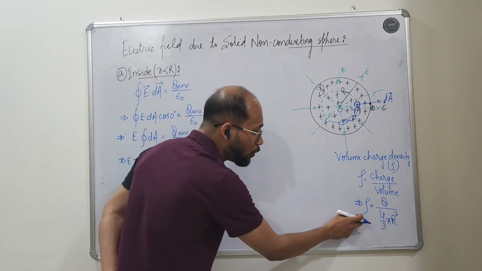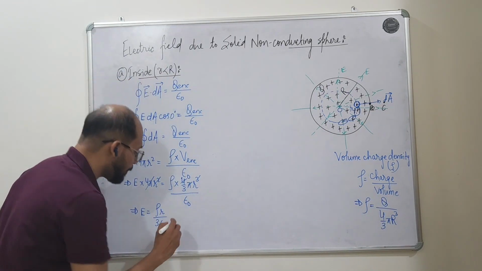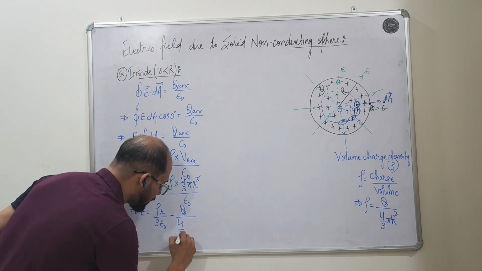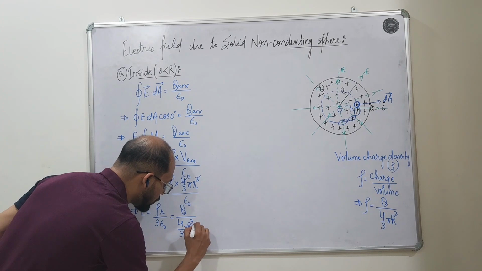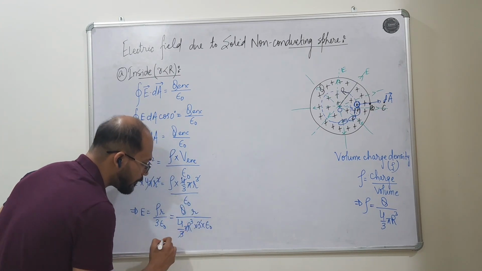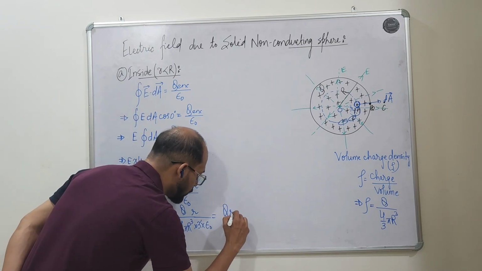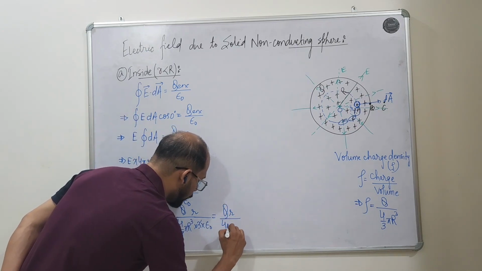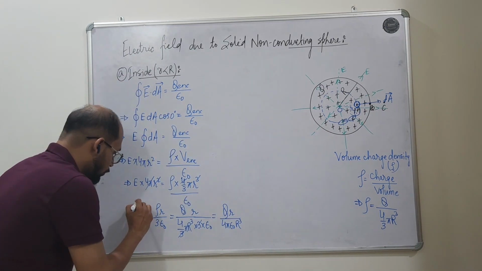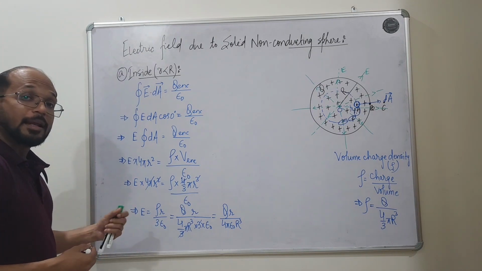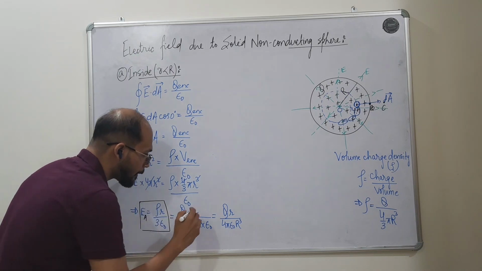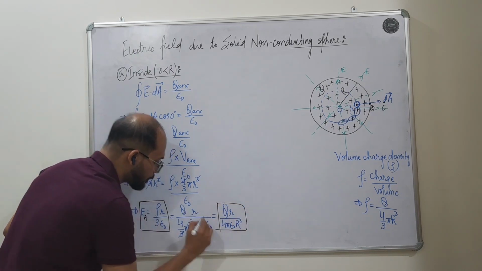And we know the value of rho is Q upon 4 by 3 pi R cube. That will be Q upon 4 by 3 pi R cube into 3 into epsilon naught into r. Now this 3 and 3 will get cancelled out, and we get the value as Q into r divided by 4 pi epsilon naught into R cube. So these are the two important formulas for the electric field inside the sphere, that is at point A. This one and this one.